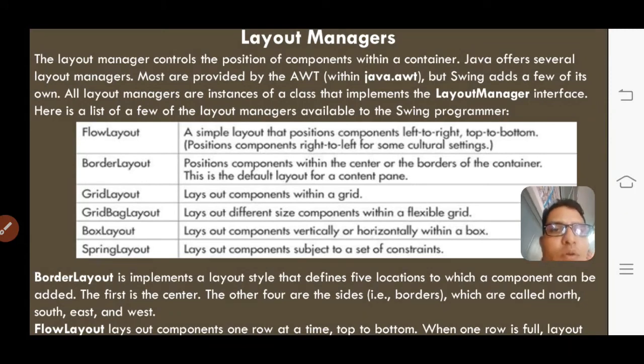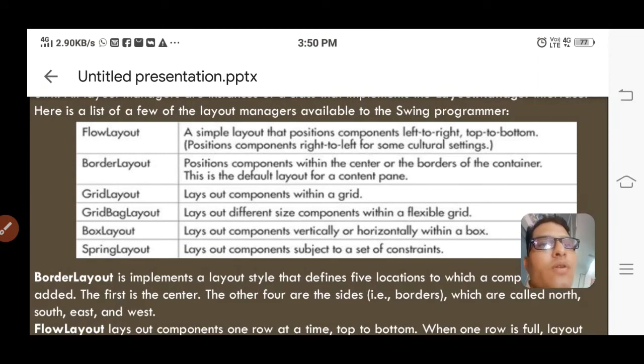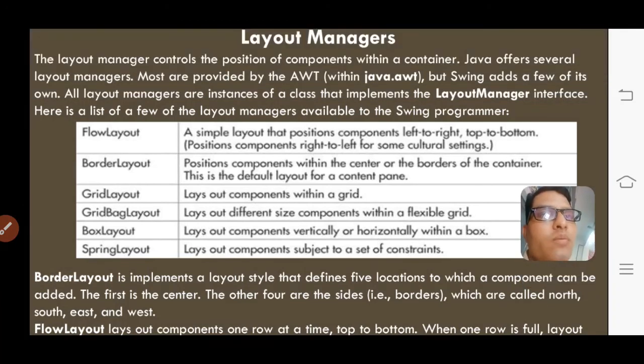And next one is flow layout. Flow layout positions components one row at a time, top to bottom. So by using this flow layout, placing components one row at a time, top to bottom, is possible. When one row is full, the layout moves to the second row. Okay, when one row is full, automatically it moves to the second row, right?